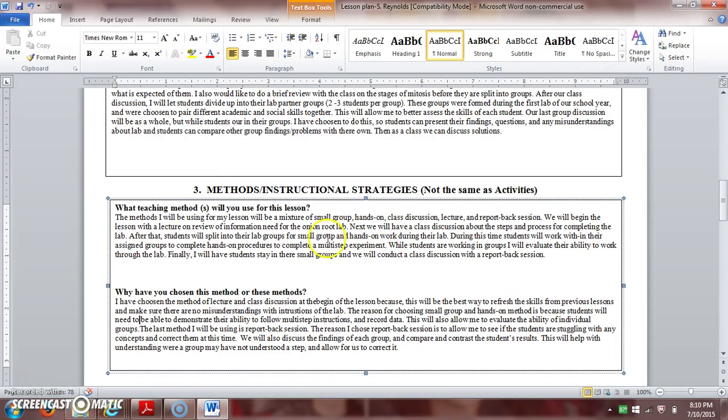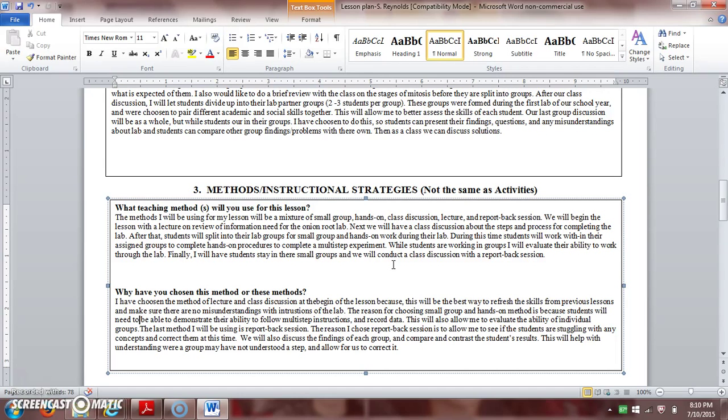And I've chosen to use a mixture of a lot of methods, and it'll be small groups, hands-on, class discussion, lecture, and a report back session. And I'll begin the lesson with a lecture, and that'll be the review of the information needed for the onion lab, and then we'll move on to the class discussion of the steps and processes that they'll be completing, so I know that they are clear on what they need to do and there's no confusion.